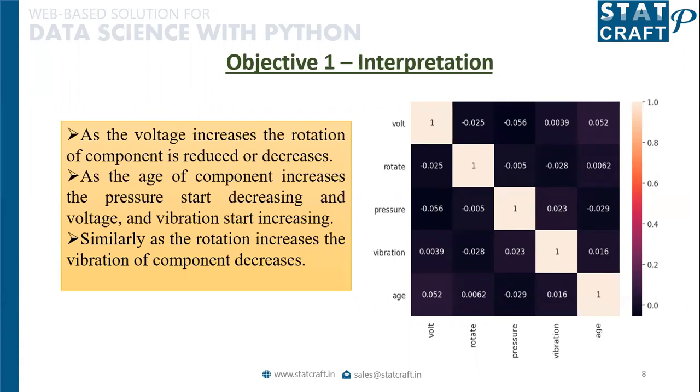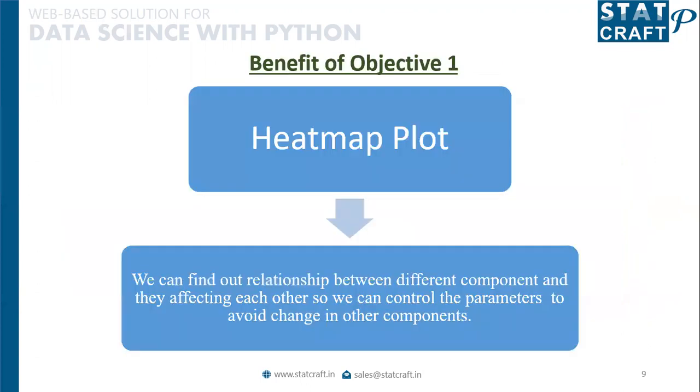What are some of the benefits of this particular heat map? To understand the benefits of the heat map, let me take you through to the next slide. We have performed the heat map, and through the heat map, we've been able to arrive at some important conclusions. The benefits here are that we have been able to find out the relationship between different components and how they are affecting each other. So we can control the parameters to avoid change in other components. So this is the first major benefit of objective 1.